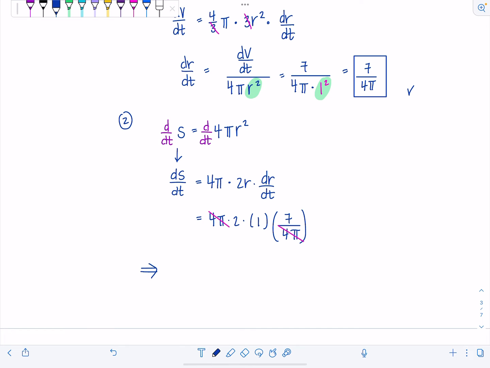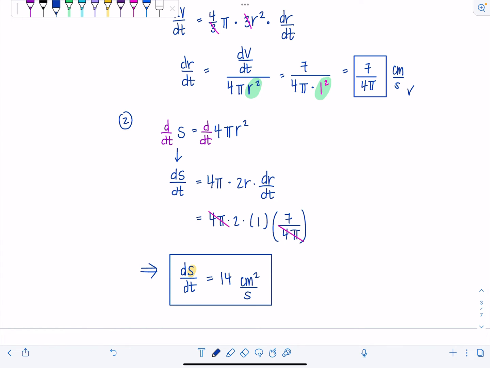So let's summarize our answer nicely. dS/dt is equal to 14. What would the units be? So S is surface area, okay? So it's going to be units squared. In this case, it's centimeters squared per second. That's our final answer. You know, I didn't put units on the radius, dr/dt. It's centimeters per second, but that was not our final answer. Okay, just always make sure the units are on your final answer.